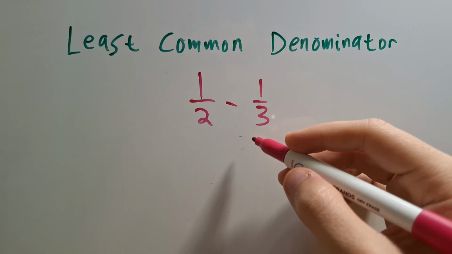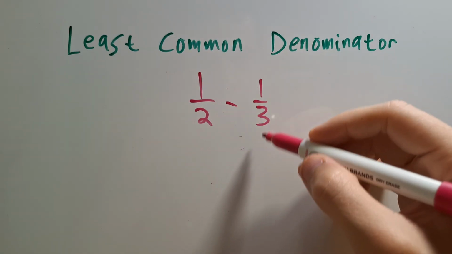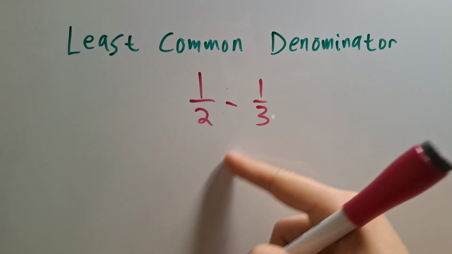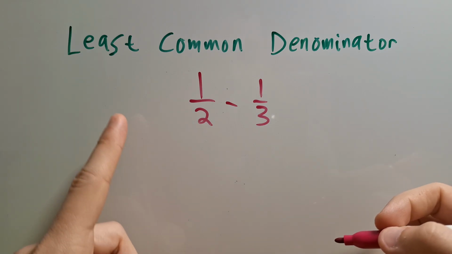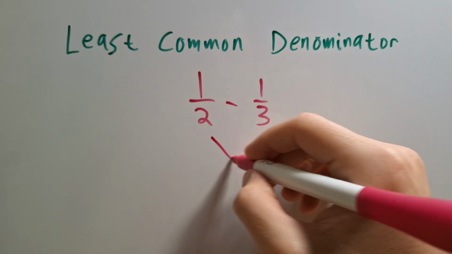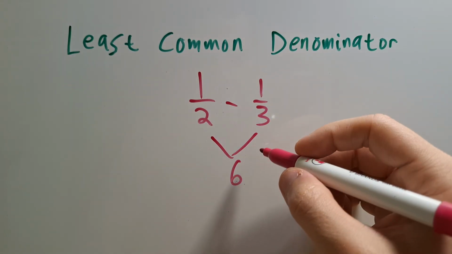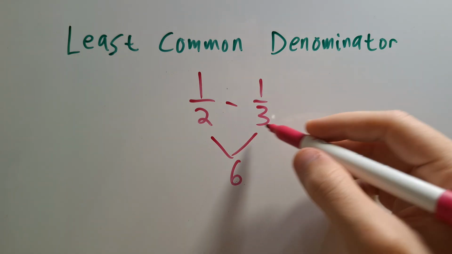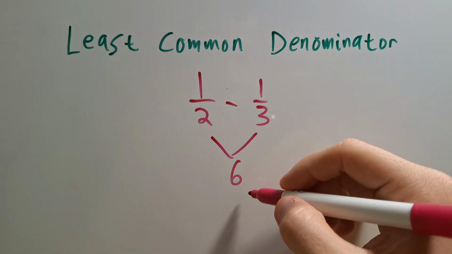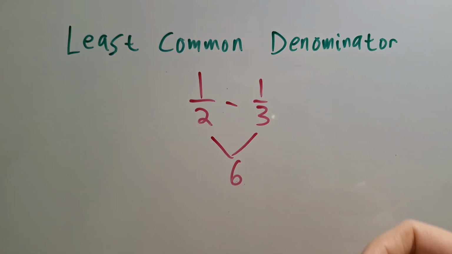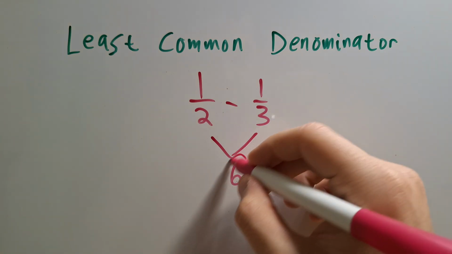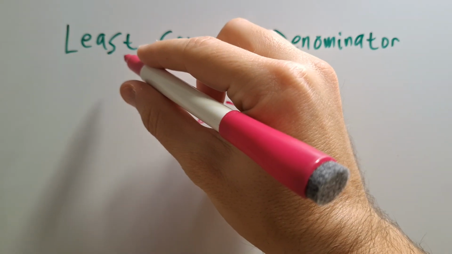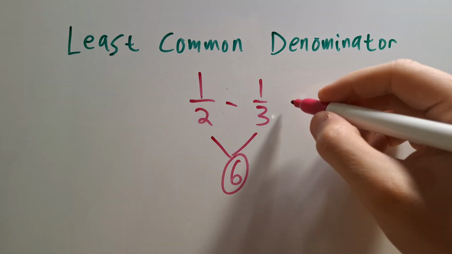Between 2 and 3, I list out multiples of 2 and multiples of 3 until I find one that matches, specifically the smallest one, which in this case is 6. Other numbers that would work for common denominators would be 12, 18, 24, and so forth, but we're going to choose 6 because it's the least common denominator.